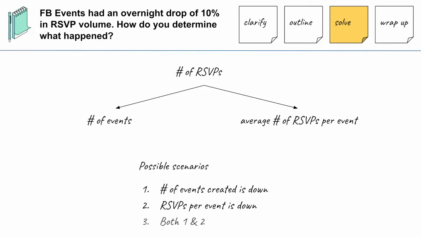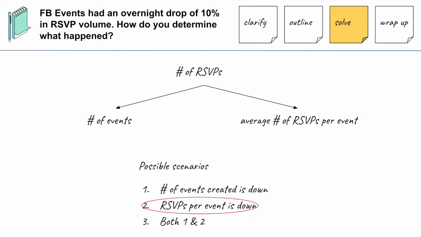For the purpose of this exercise, let's say the data shows that the number of events is not affected, and the problem seems to be driven by fewer responses per event. So that means we need to analyze the user funnel on the event consumption side to understand what's going on there. But before doing so, I'd like to collect some more data.